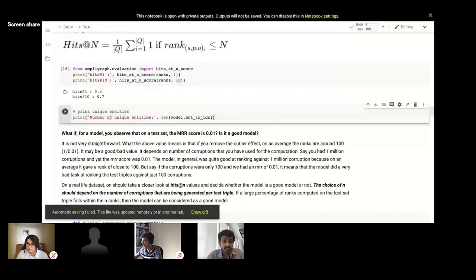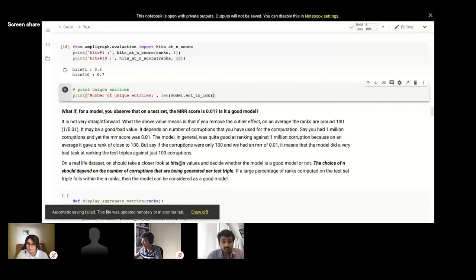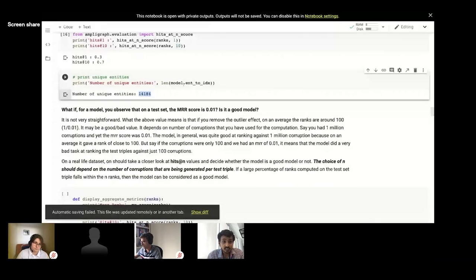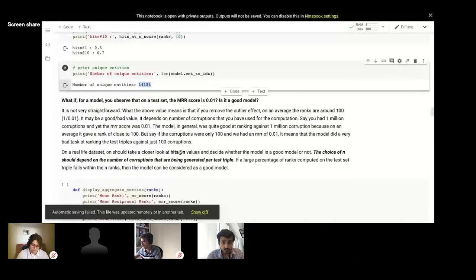Another thing to add here is that per triple in our test set, so we had 5 triples, the number of synthetic negatives that we generated for ranking was 14,000, because in our data set, we had 14,000 unique entities. Using model.n2idx, a dictionary which maps entity names to indices, I won't get into the details, but when you take the length of this, you get the number of unique entities we have in our knowledge graph. So this many corruptions were generated.